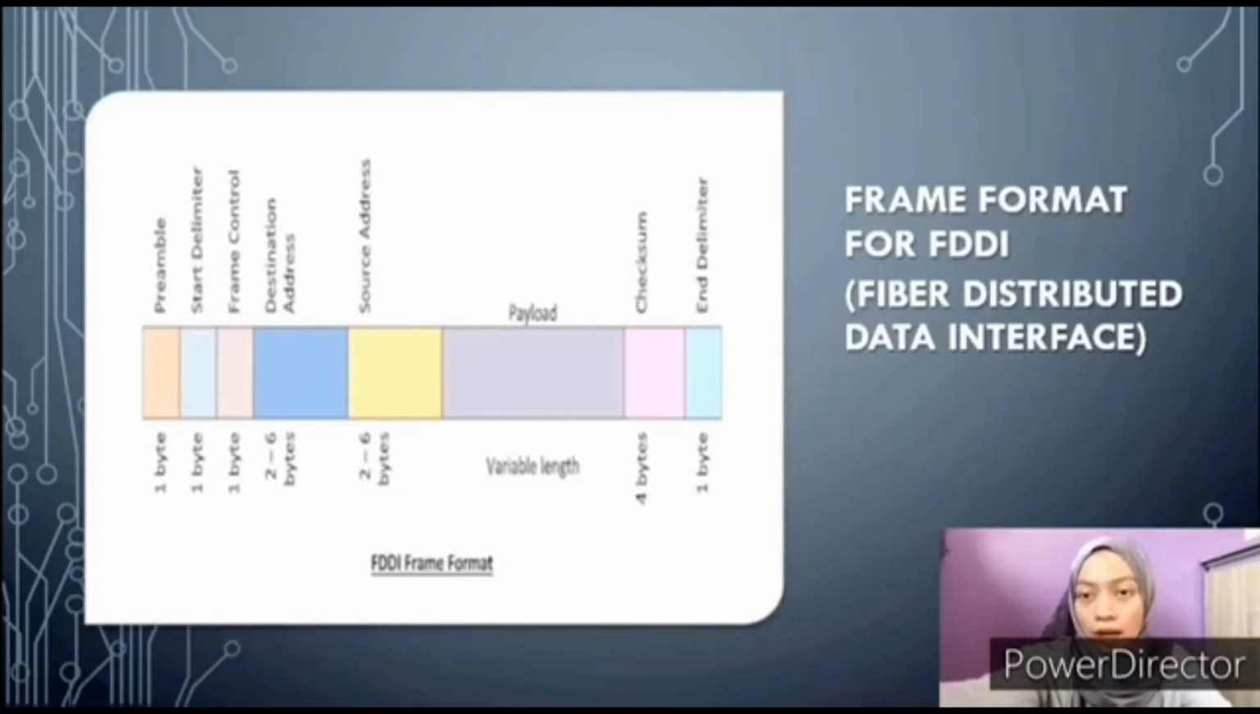Okay, the frame format of FDDI. Every FDDI frame has this format, which starts from the preamble, then start delimiter, frame control, destination address, source address, checksum, and lastly the end delimiter. Every part in this frame format has its own bytes, so we must look at the bytes that they show.